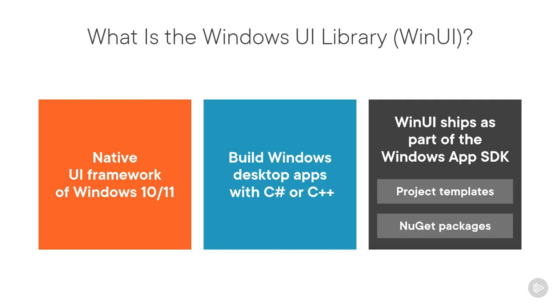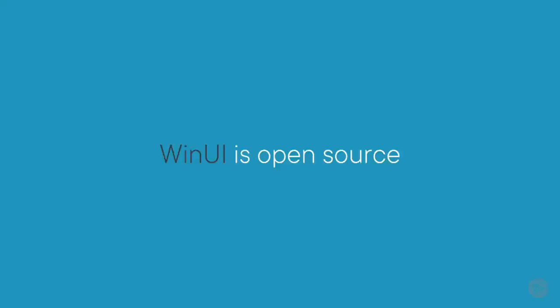The fact that WinUI itself is distributed as a NuGet package means that WinUI is decoupled from Windows. This allows fast innovation, and it means that you can use the latest WinUI features in your application without having to use the latest version of Windows. WinUI is also open source.